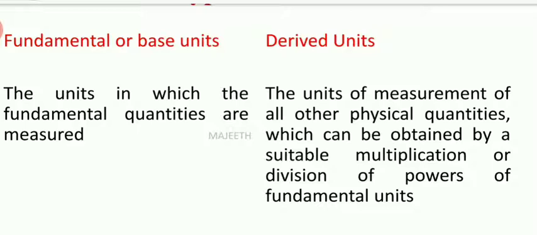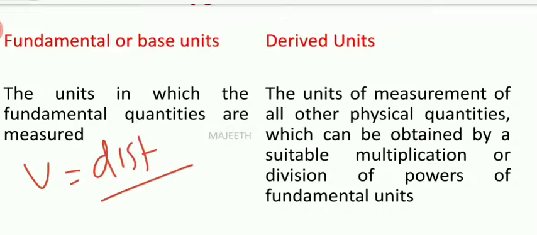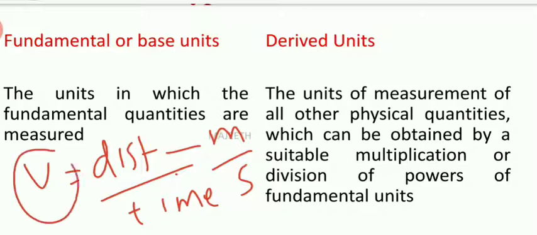Take another physical quantity, velocity. Velocity is given by distance traveled divided by time period. We know distance is a fundamental quantity which has a unit of meter. Time period is a fundamental quantity which has a unit of second. But velocity has a unit of meter per second, which is derived from the units of fundamental quantities.